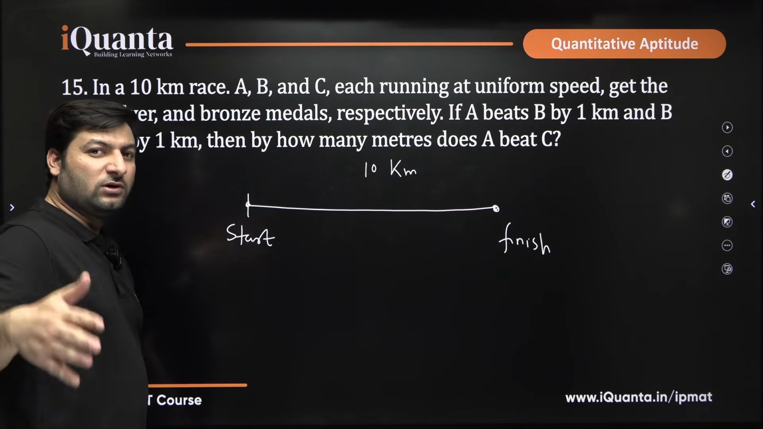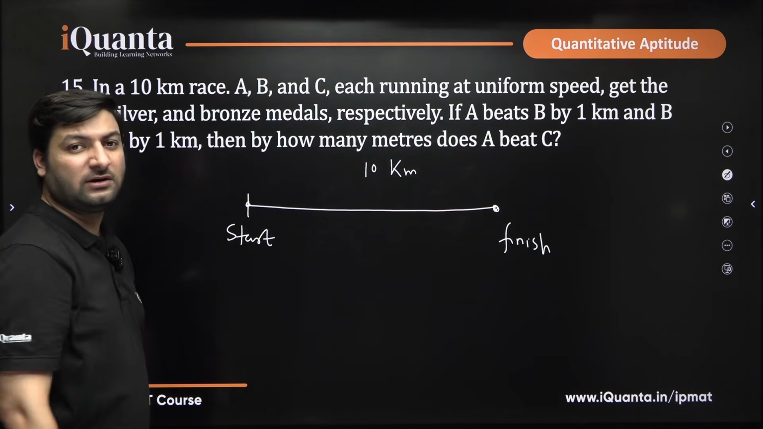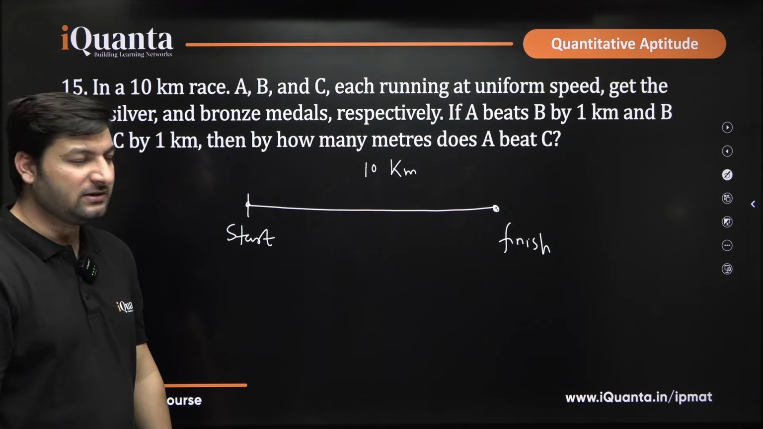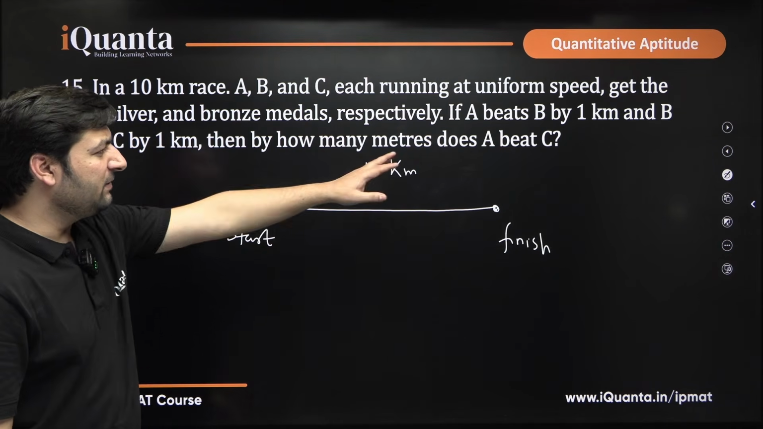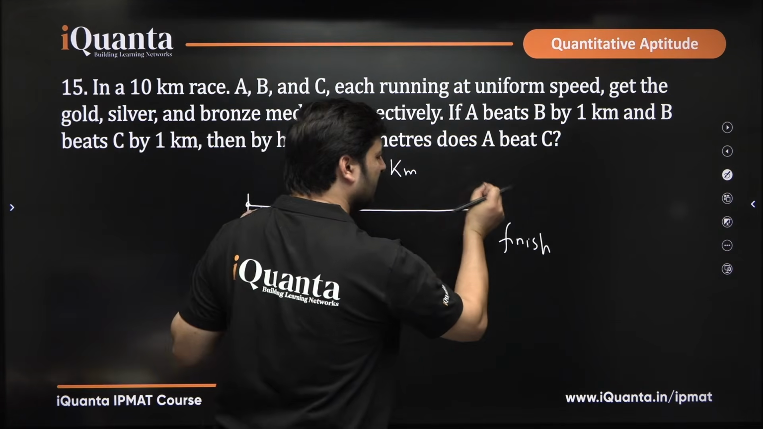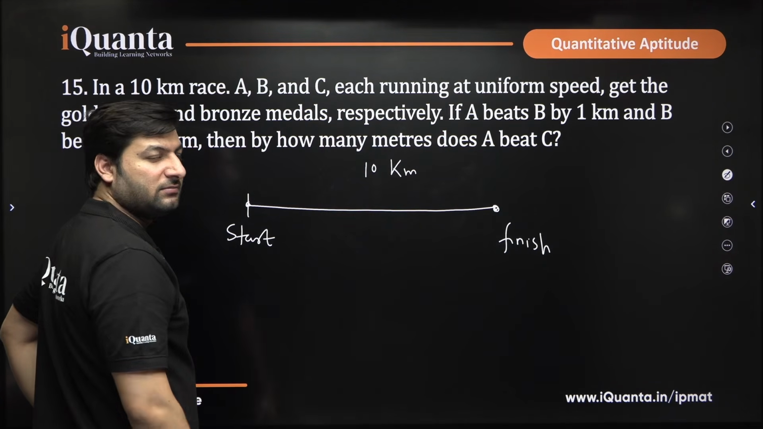Suppose me and you are running. When will I beat you? When I reach the finish and you are not able to reach the finish, you are somewhere in between. That means I have beaten you, right? So that simply means if A is beating B by 1 kilometer, that means A has already completed the race, but B is short by 1 kilometer.